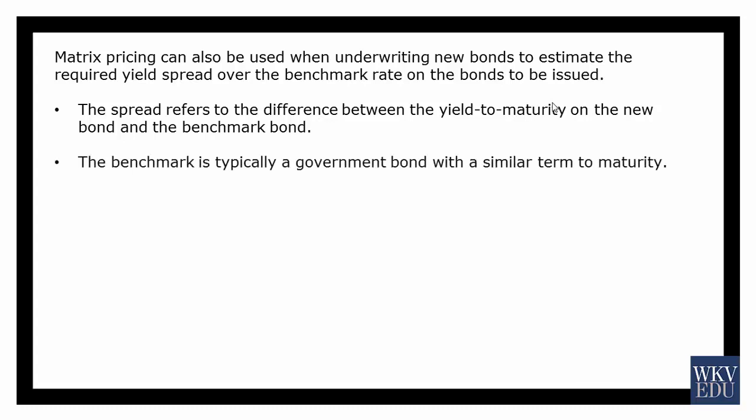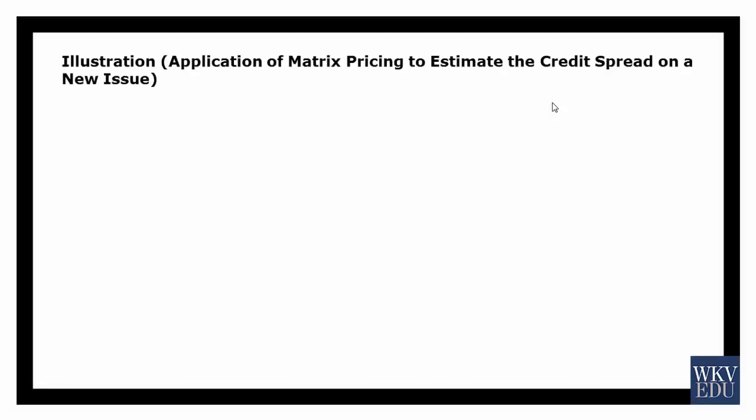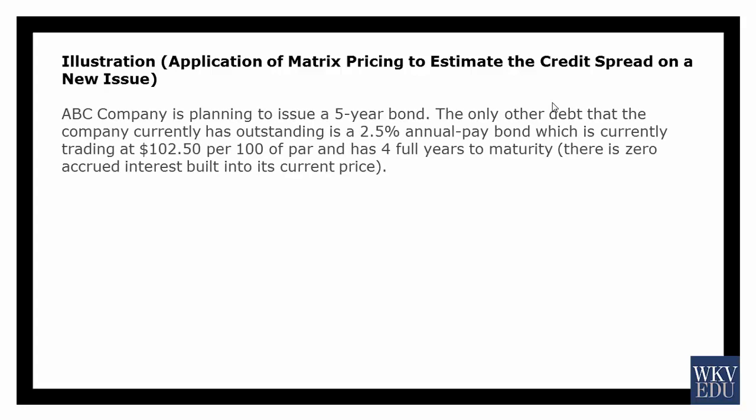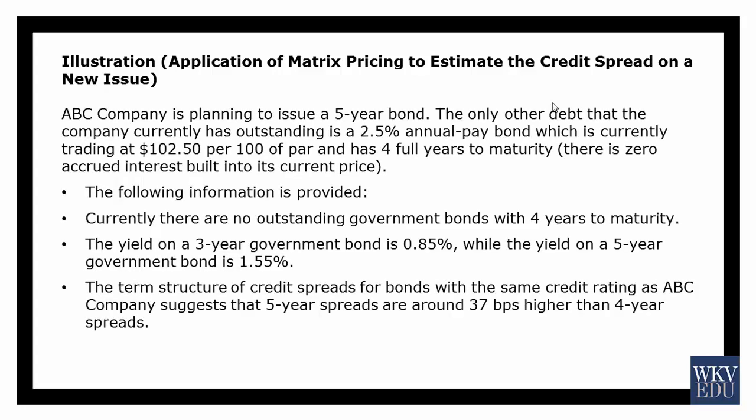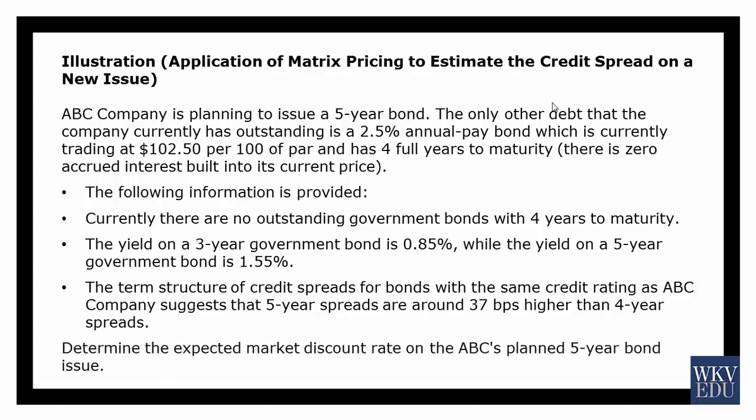The benchmark is typically a government bond with a similar term to maturity, and therefore the risks that I talked about are generally not present. Yield spreads and benchmarks are discussed later in this reading. We'll move with an example to understand the application of matrix pricing to estimate the credit spread on a new issue. This is the question. I would want you to go through it and then we'll look at the solution together.